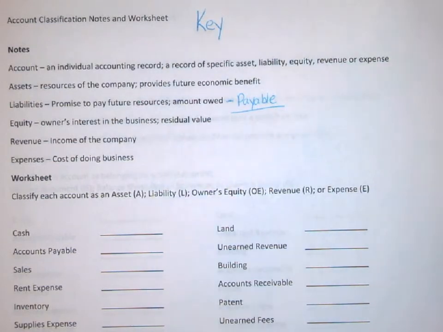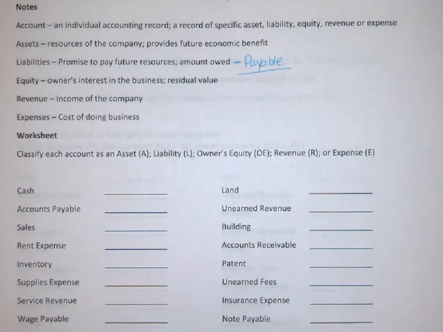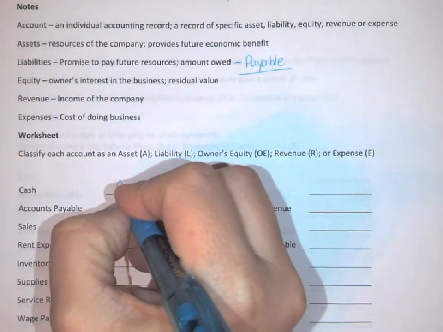For any other type of explanation as far as what applies for these different accounts, there is a lecture video out there that you are supposed to be looking at that goes into a little bit more detail as far as what all these things actually are. So the first thing we look at is cash. Cash does provide us with a future economic benefit. It is a resource that the company can use, which means that cash is going to be an asset of the company.